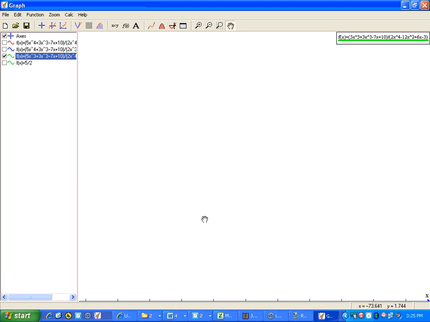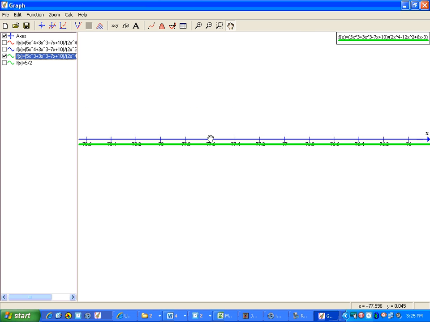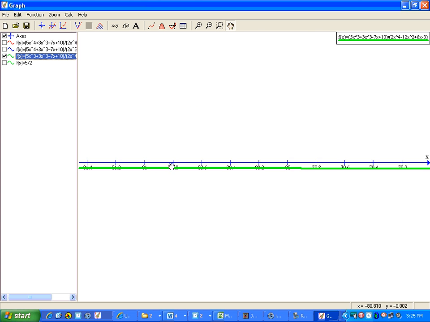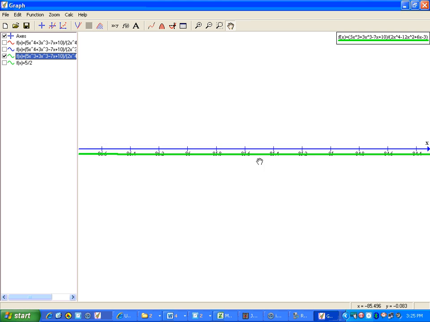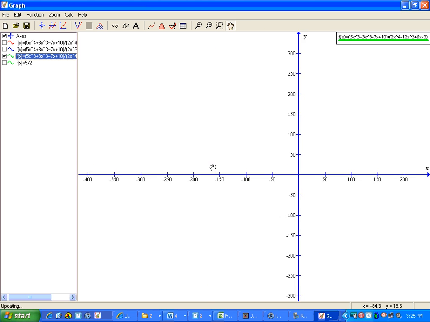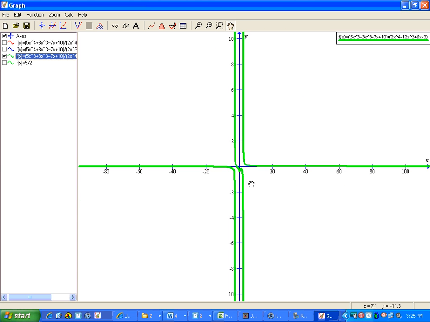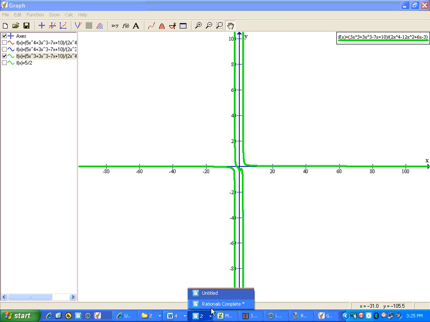And as I go over here, it's getting closer and closer to that 0 on the other side also. So that's just a couple quick graphs.